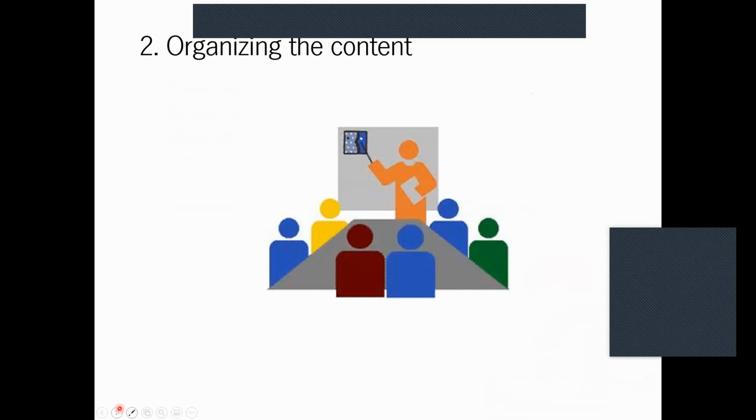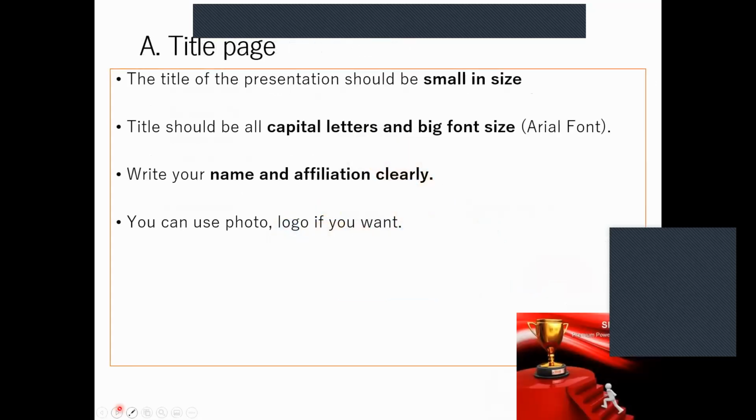Then number two, organizing the content. When you organize the content, the first slide of your presentation will be your title page, the title slide. The title of the presentation should be small in size, not big, 2-3 lines. Try to make it compact, but full of meaning. People can understand what is inside your presentation from your first slide where you write the title. The title should be in all capital letters, big font size, Arial font. This is important. You cannot use small letters.